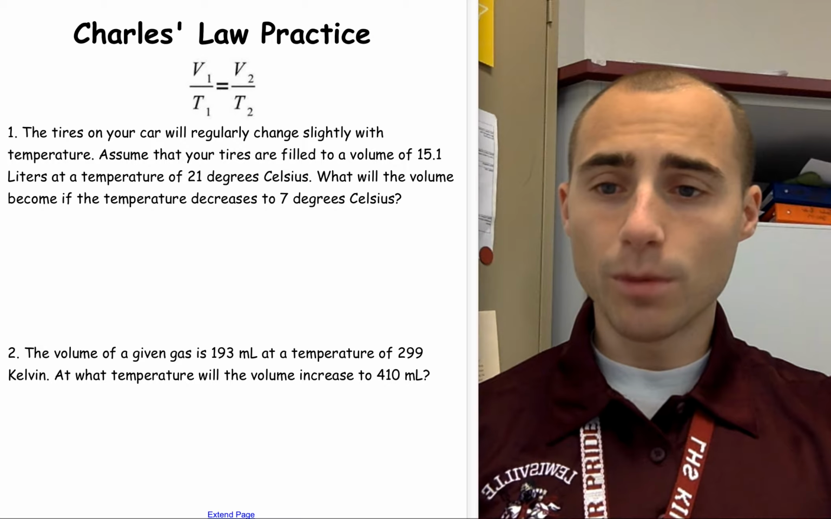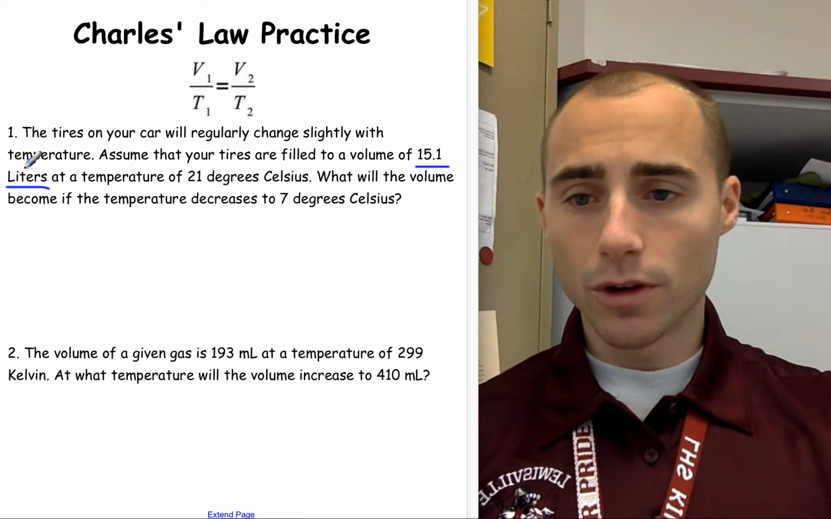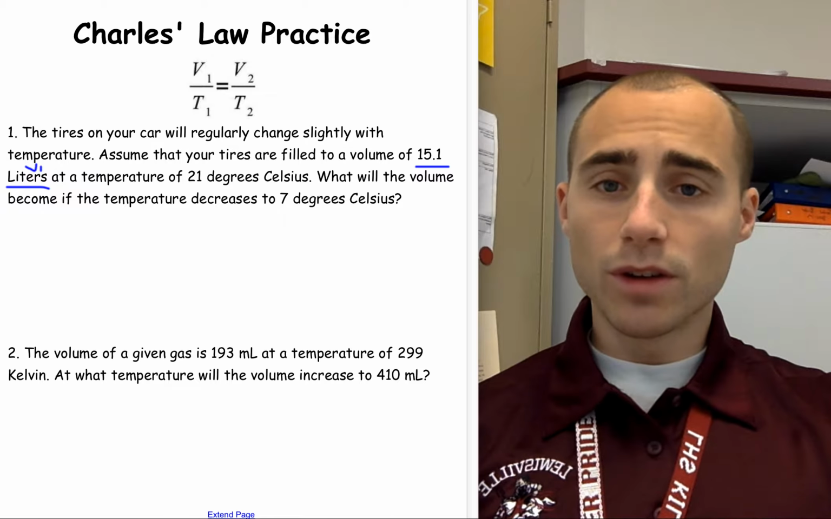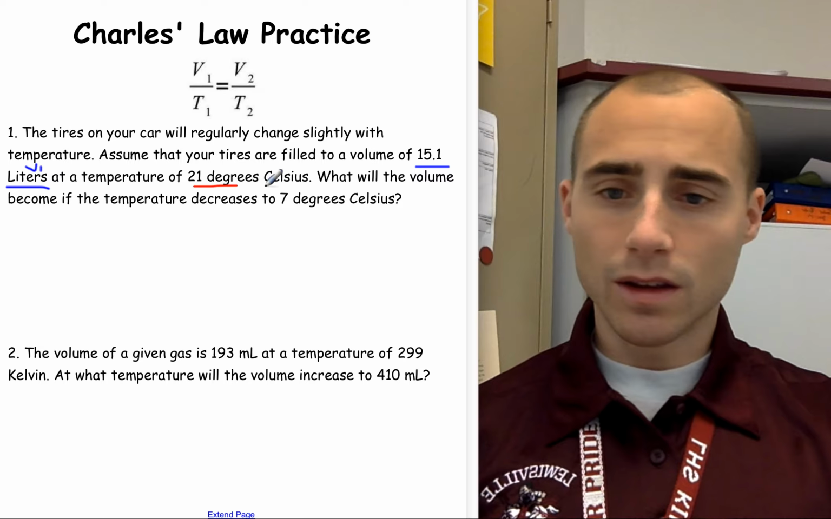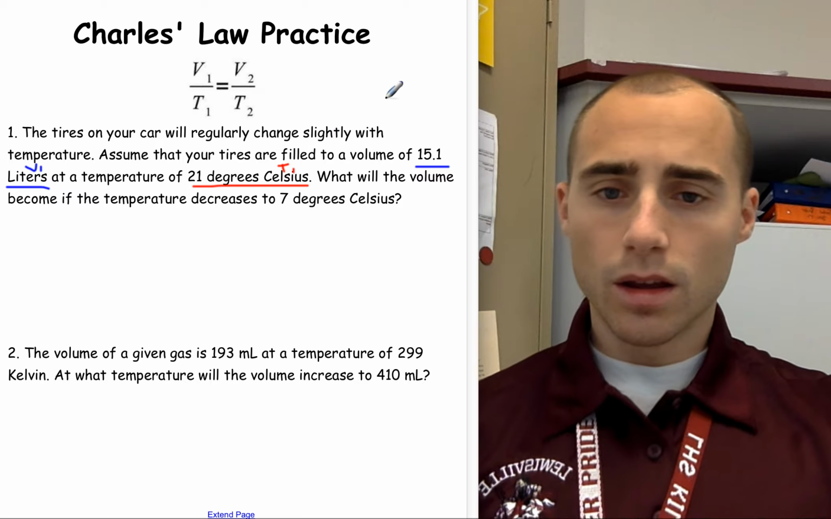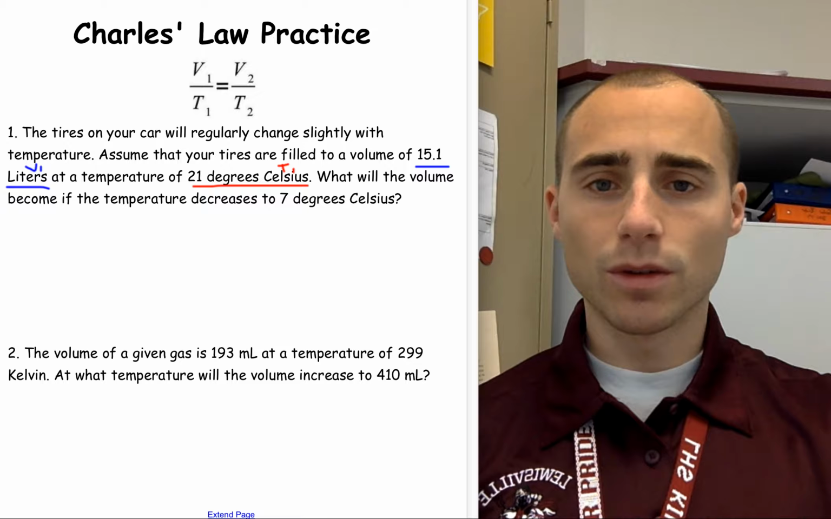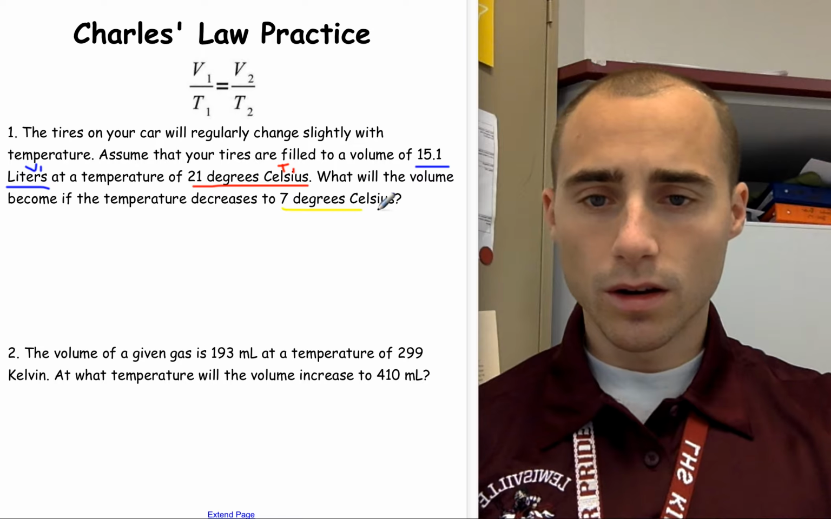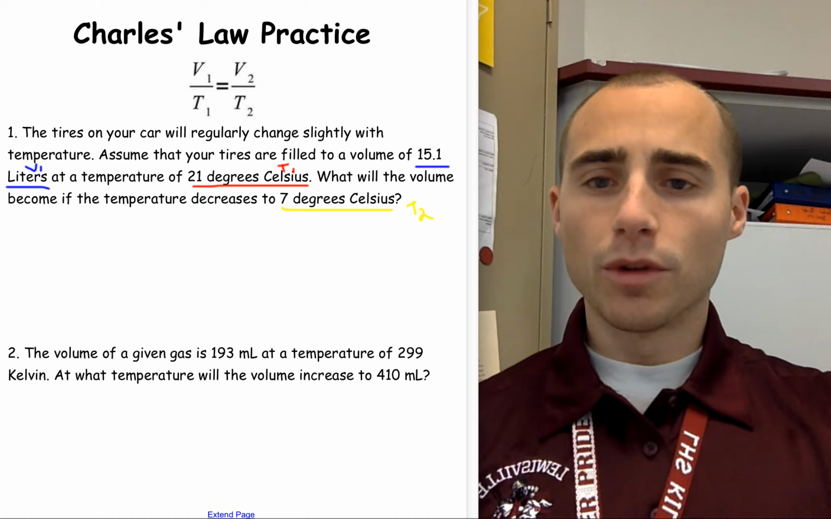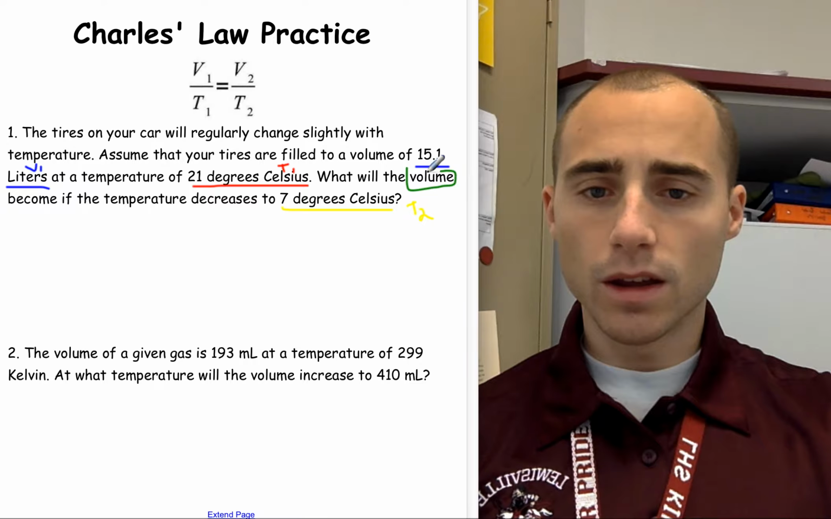Okay, first one. The tires of your car will regularly assume that the tires are filled to a volume of 15.1 liters. It's the thing that we see, and it's measured in liters. So is that a temperature or a volume? It would be a volume, so that'd be V1. At a temperature of 21 degrees Celsius, so that's going to be our T1. What will the volume become if the temperature decreases to 7 degrees Celsius? So that is going to be our T2. What will the volume become? So we are solving for volume. Our V2 is what we're solving for.